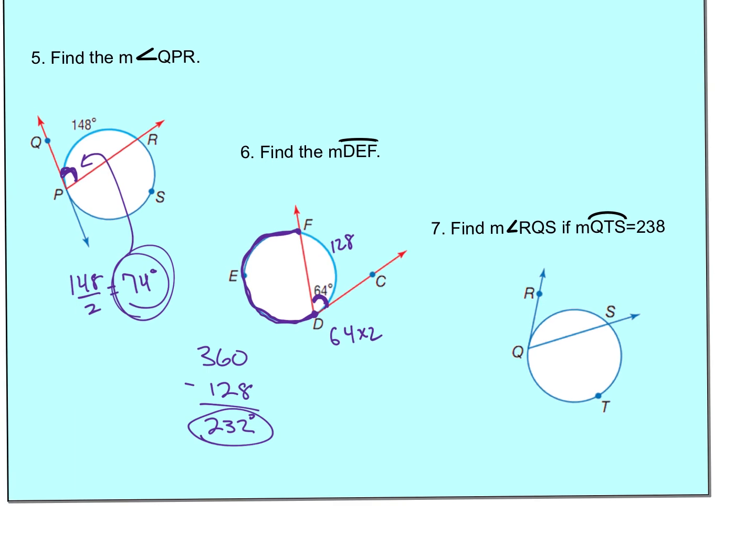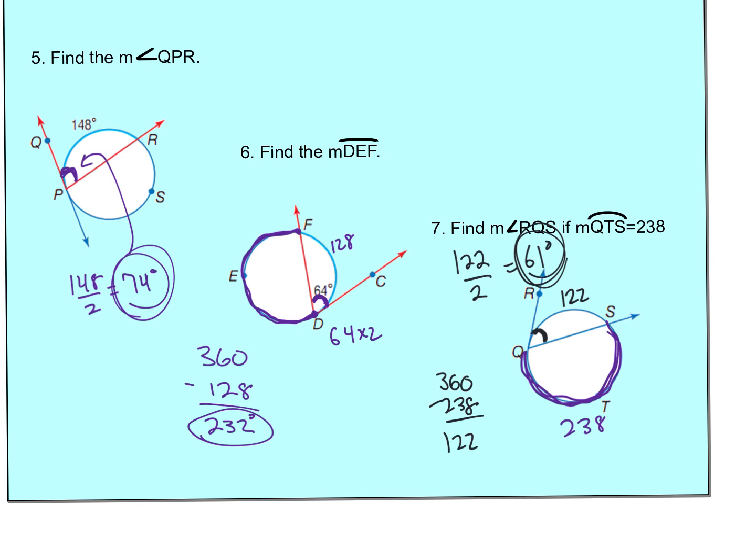Number 7, RQS, if arc QTS, this whole big thing, is 238. What do I do? Well, again, I'm going to work backwards here. 360 minus 238 will give me 122. So that means this arc is 122. So if I'm looking for this angle, I want to take 122 divided by 2 and get 61 degrees for my answer.